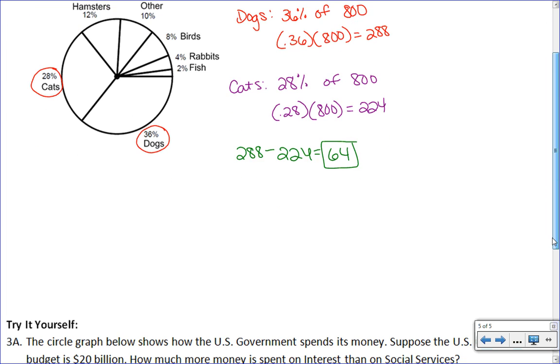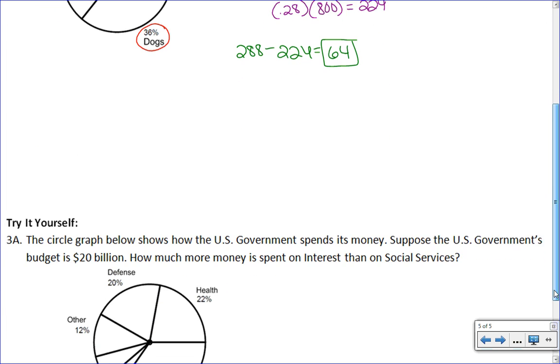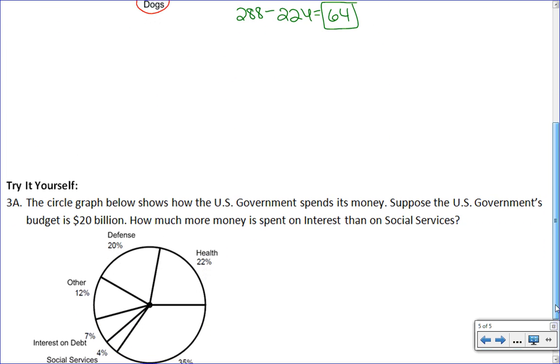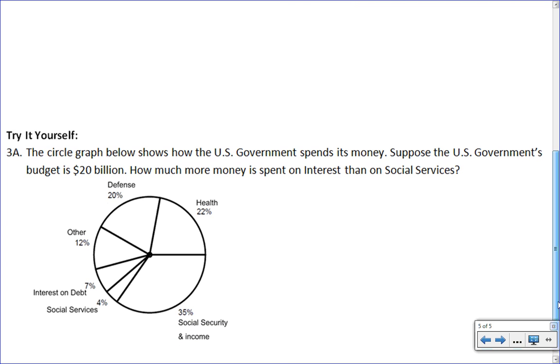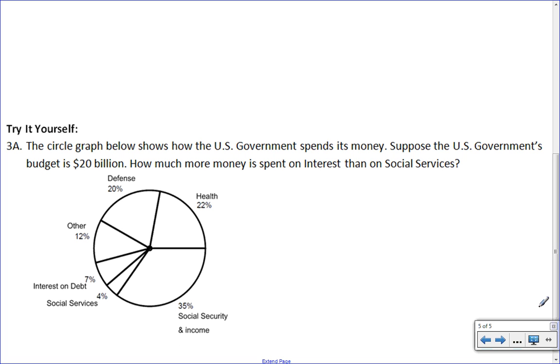Alright, so on the try it yourself problem, you're going to do something fairly similar. Make sure you are looking at the correct portions of this circle graph. And go ahead and pause the video, work through this, and when you're ready to check your answer, go ahead and hit play to resume.